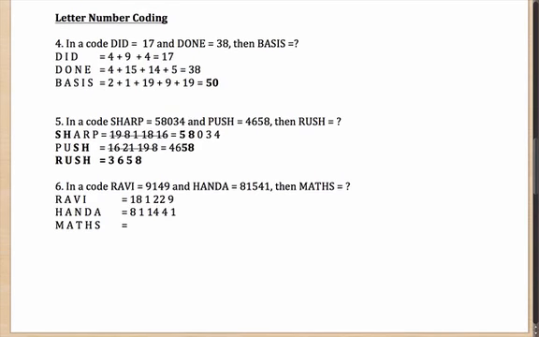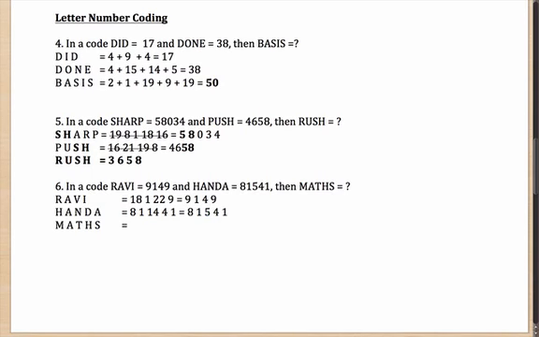But before that, what is the code? The code is 9149. For this one, the code is 81541. Do you realize the pattern here? Not very difficult to realize. It is just the sum of the digits. 18 has become 9, 1 has remained 1, 22 has become 4. So single digit numbers remain the same, whereas two digit numbers are getting added up and their sum is being written.